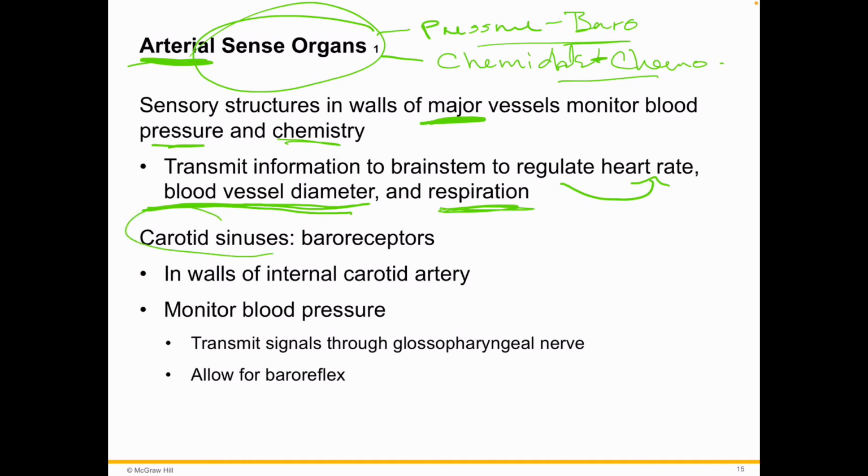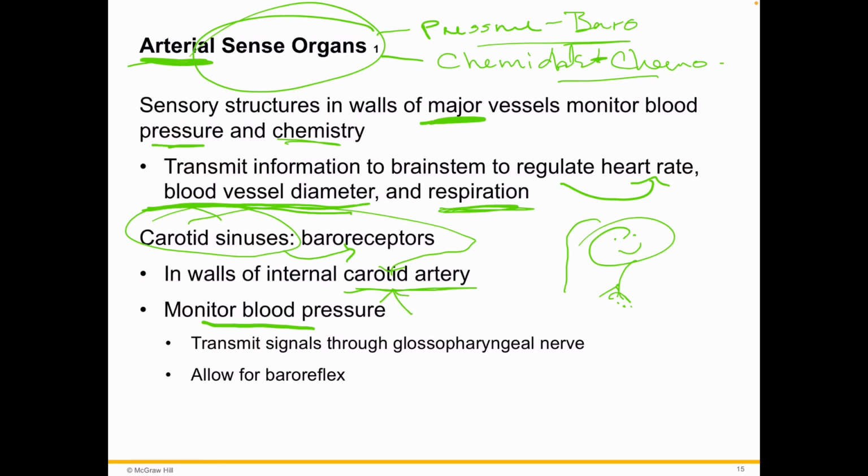The carotid sinuses are going to be baroreceptors. As you can imagine, they are near the internal wall of the carotid artery, an artery that goes through the neck and head. This one specifically monitors the blood pressure and transmits signals via the glossopharyngeal nerve. It senses the pressure as a baroreceptor, how high the pressure is of the blood coming straight off of the aorta and the heart, because the carotid artery comes right off of it.